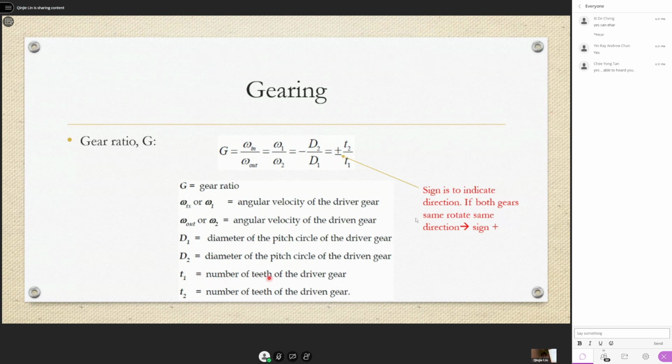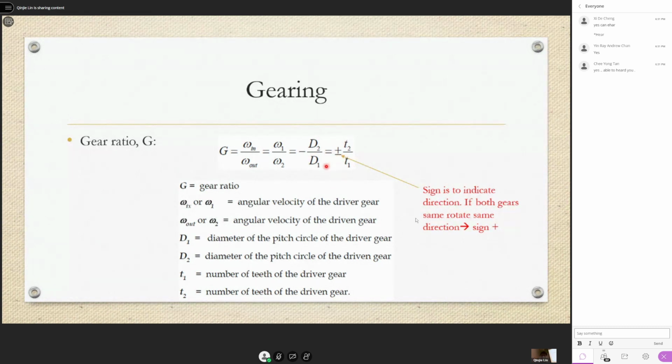And then the number of teeth on the gear, T, the proportion will follow the diameter of the gear also. This one is more straightforward, because for a bigger gear, assuming you have the same teeth size and same spacing, the bigger gear should have more teeth. So the diameter and the number of teeth should be more straightforward to understand.